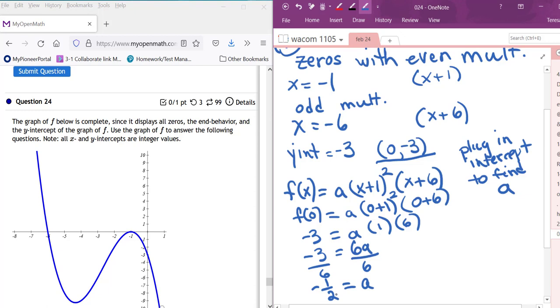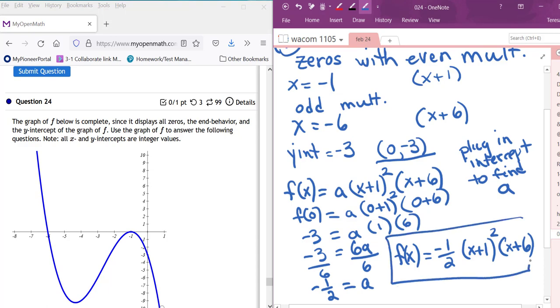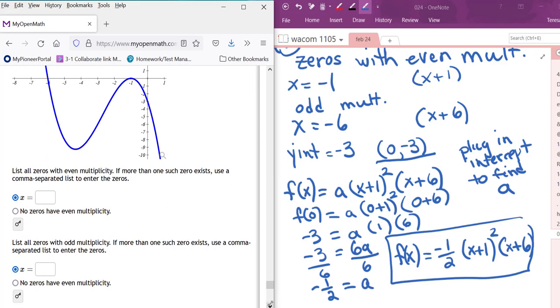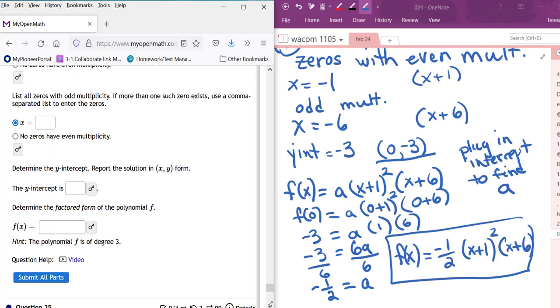So we go back to our function. f of x equals negative 1/2 times x plus 1 squared times x plus 6. This would be our final answer on that one for our polynomial. All right, so I picked one more question.